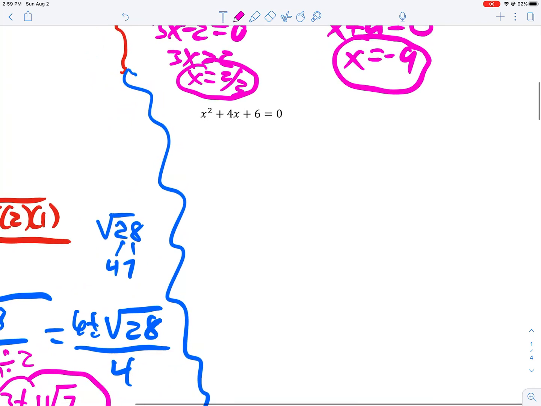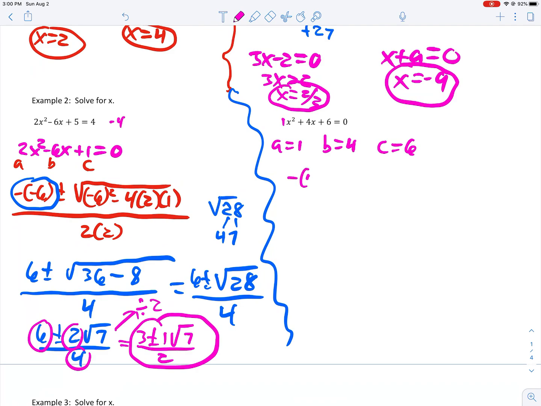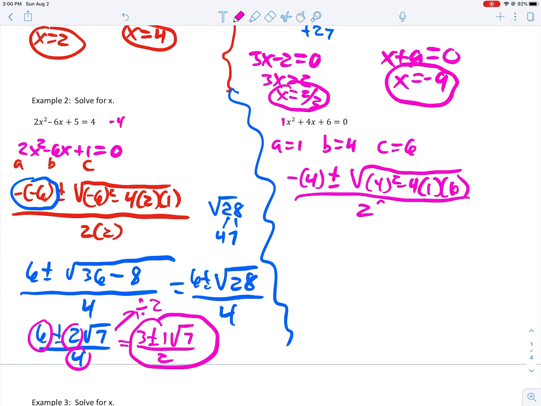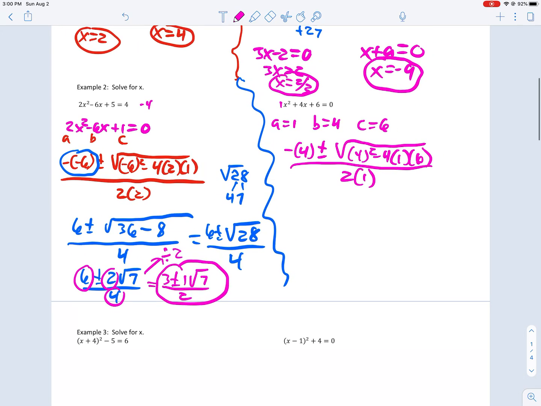Okay, next one. Same idea. You could try to factor it, but there's no nice whole numbers that multiply to give you 6 and add to give you 4. So, going to use the quadratic formula. A is 1, B is 4, C is 6. So minus 4 plus or minus the square root of 4 squared minus 4 times A times C, all over 2A. And again, make sure you double check your signs.